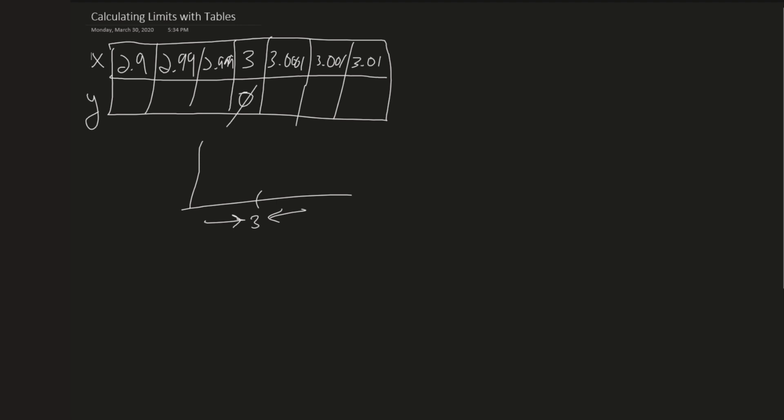A function that would cause a misbehavior like this, with 3 not having a value, would be something like 1 over x minus 3. So if we plugged 3 into this function, we would get 1 over 0, which is division by 0, which we know is DNE.